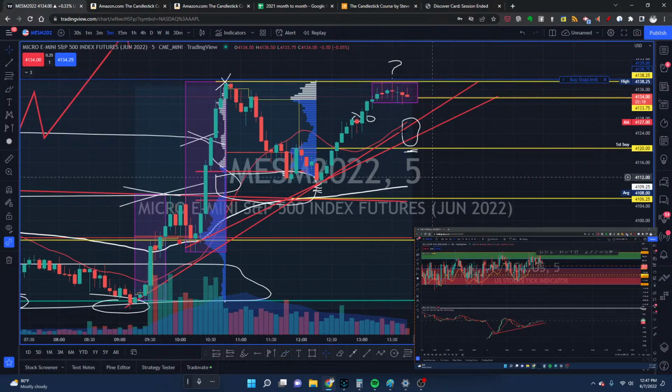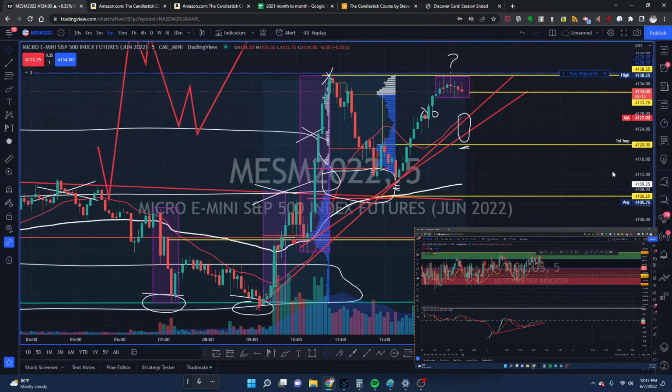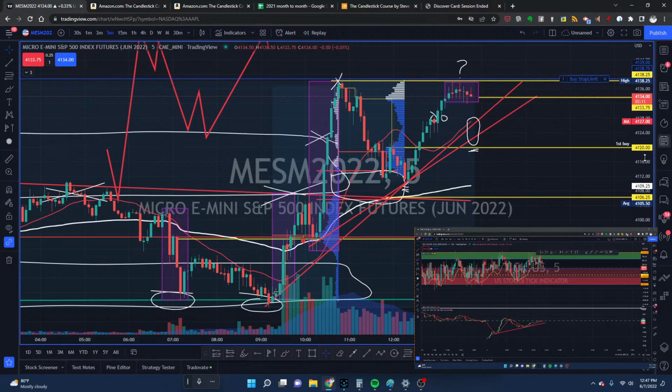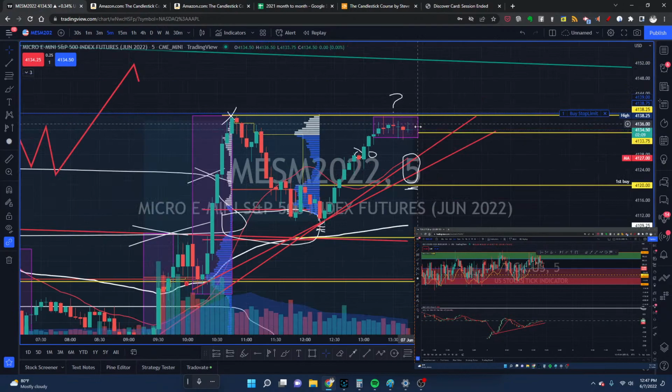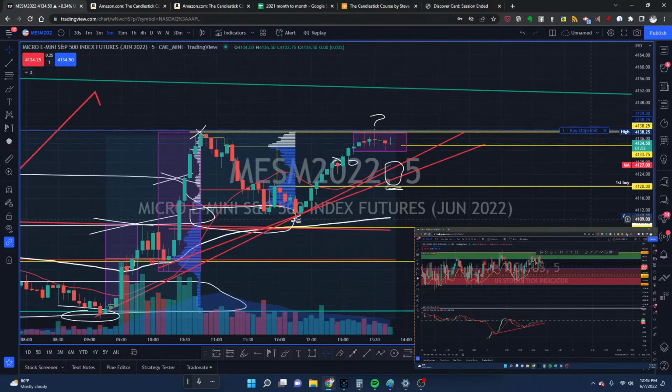And it fell away into this rectangle pattern that we have forming right here. So if it breaks above this, I want to be in. I have this marked as an X before. And up here, it's kind of an X, but I got a question mark because I'm undecided on where it wants to go. I think the overall trend is up.